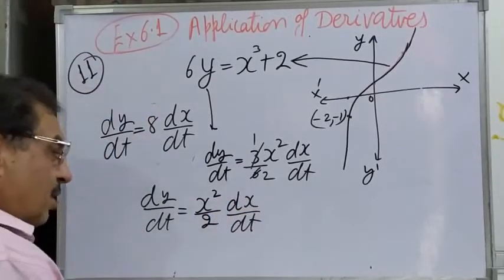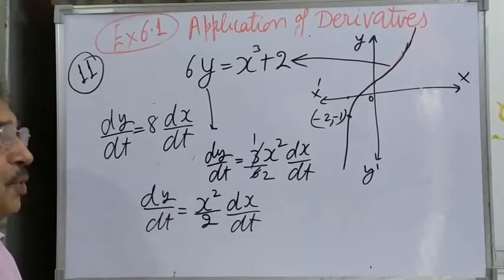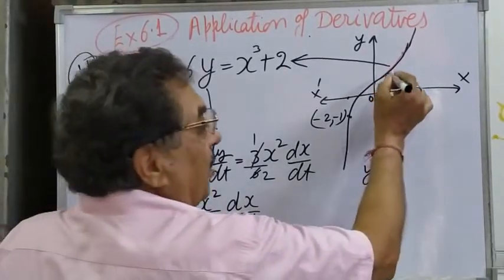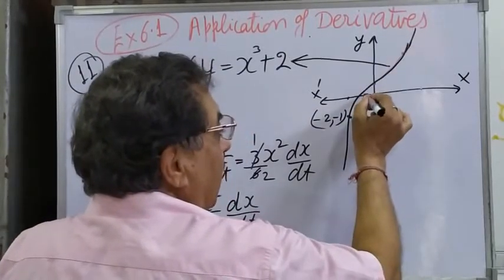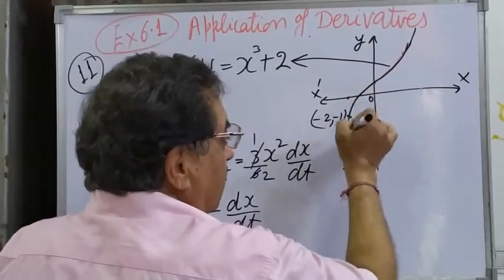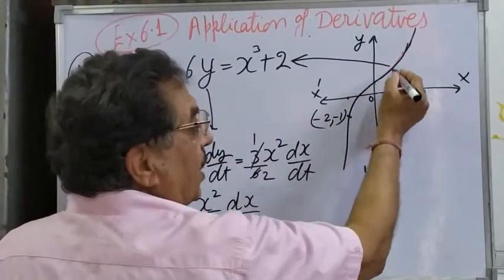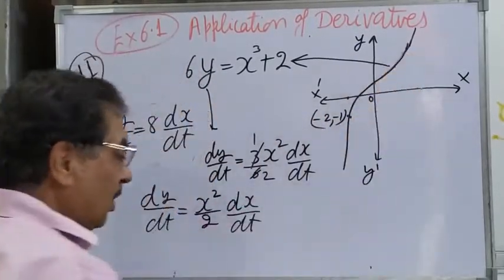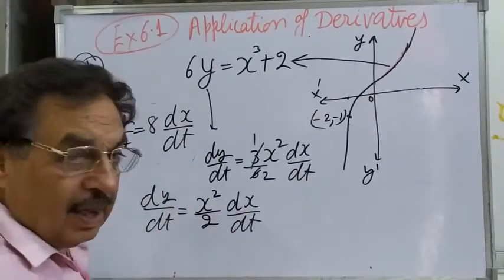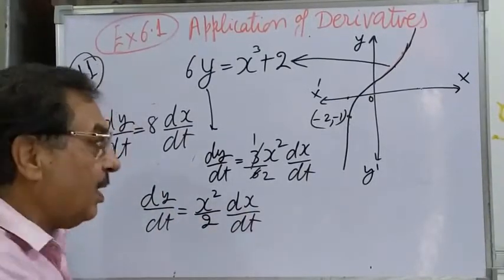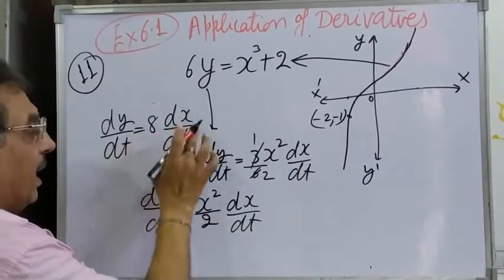Now we are stuck here. What to do further? We are supposed to find the points. Point means it might be x, y like this way, x, y, etc. These are points in x and corresponding y. Now what do I do? dy by dt and dx by dt, we are not given their values, but their relation has been given. dy by dt is equal to 8 times dx by dt.